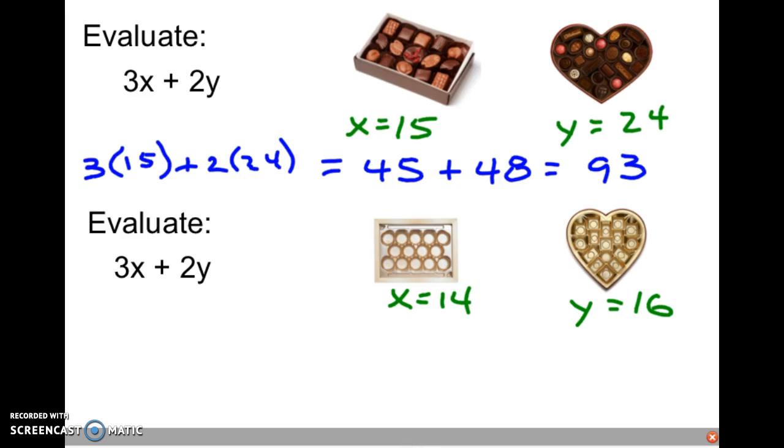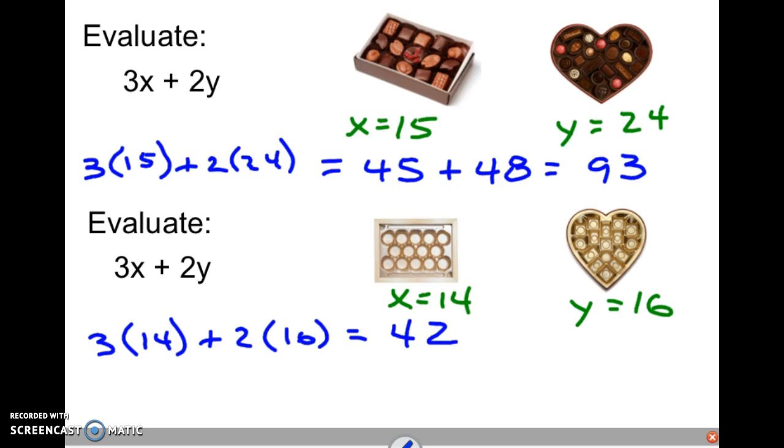Once again, if we want to figure out how much we have altogether, we can substitute in. So we're going to put 14 for the x, we're going to put 16 in for the y. Following order of operations, we're going to multiply first, so 3 times 14 will be 42, 2 times 16 will be 32, and in this case we have a total of 74 pieces of candy.